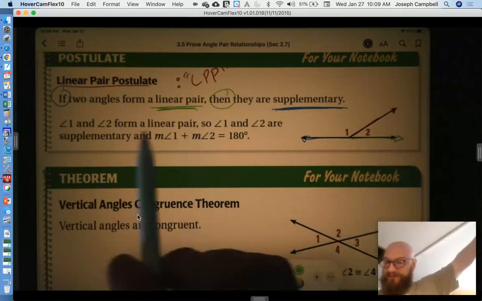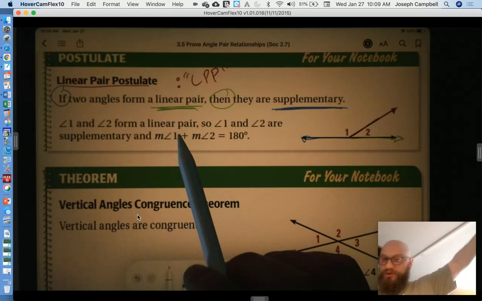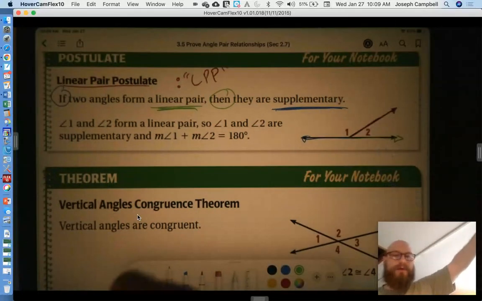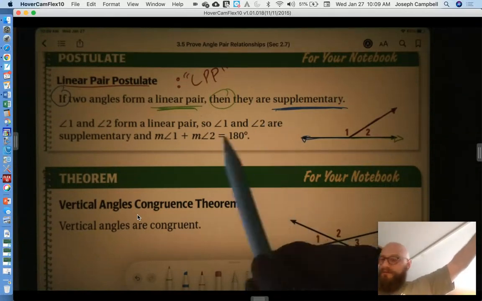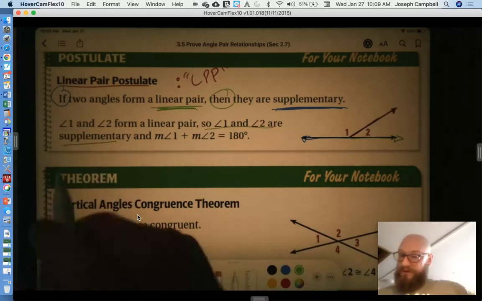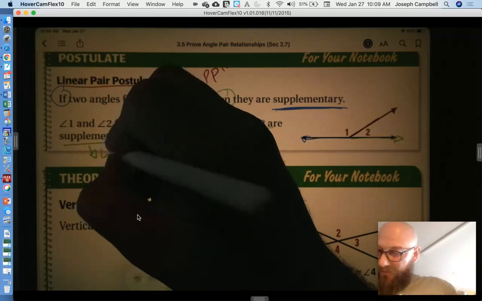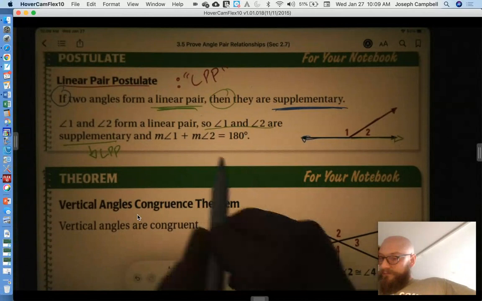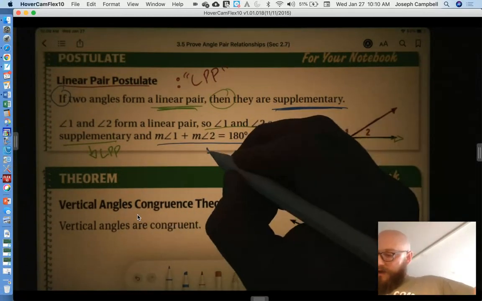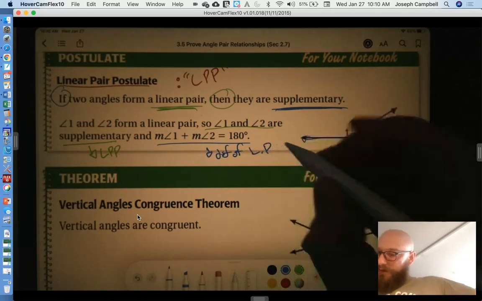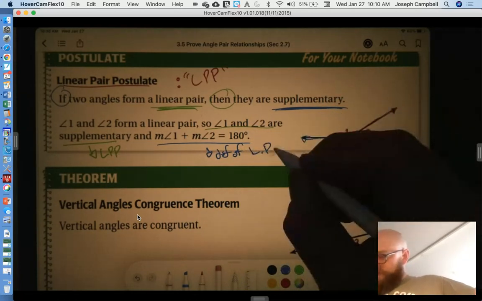So here's just a line of reasoning here. If angle 1 and angle 2 form a linear pair, which you can identify by the definition, like if this was laying in a diagram, I could say, okay, angle 1 and angle 2 are a linear pair by definition. Then I could say, so angle 1 and 2 are supplementary, right? This is the LPP, the linear pair postulate. And then we can say that they sum to 180, right? And that's the definition of, I'm sorry, that's the definition of supplementary.